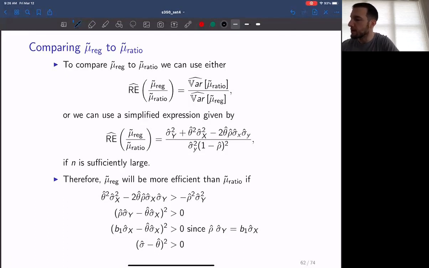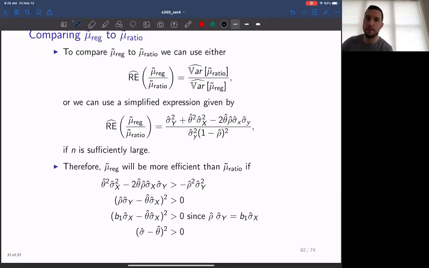If we compare the regression estimator to the ratio estimator, you can see again, we start with the same ratio of the variances, and then we have a simplification shown below that involves the variance of each of the individual variables and the ratio estimate itself directly. And then at the end of slide 62, we can see some different cases that would indicate when the regression estimator is going to be more efficient than the ratio estimator. So for example, when the correlation multiplied by the standard deviation of y minus the ratio estimate multiplied by the standard deviation of x squared is greater than 0. So this would be one situation where the regression estimator would be more efficient than the ratio estimator.